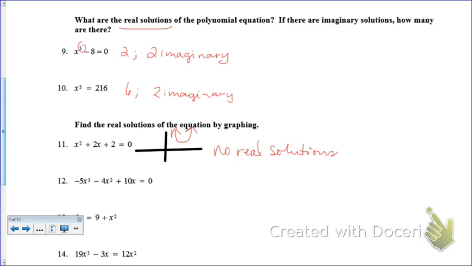Number 12, it says we're going to have 3 solutions. We actually have 3 real solutions. We have negative 1.87. We have 0 and 1.07, and those are all places where the equation crosses the x-axis.